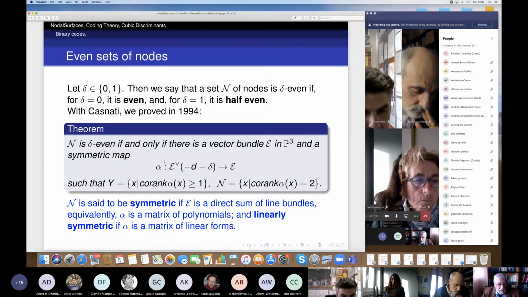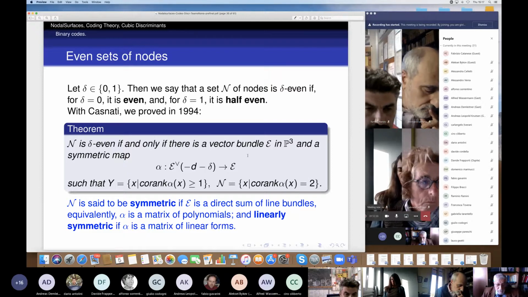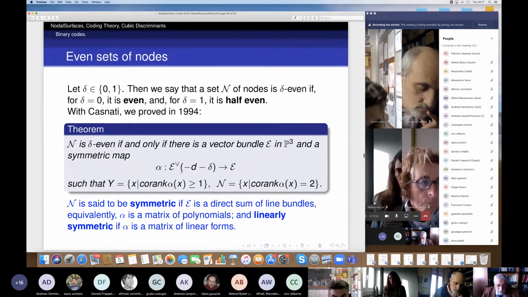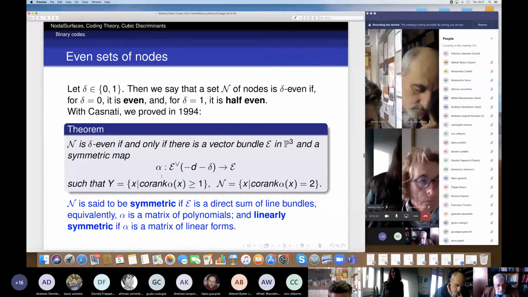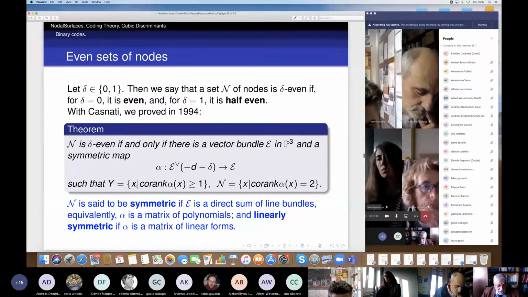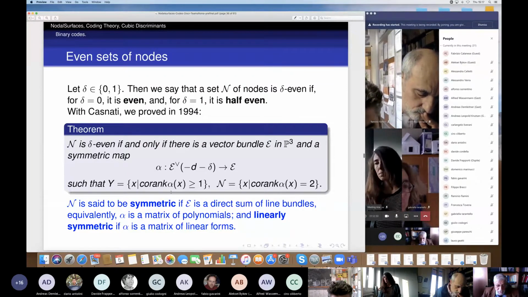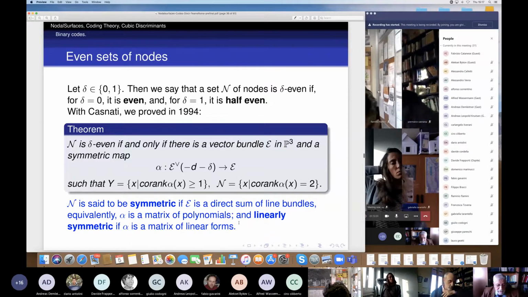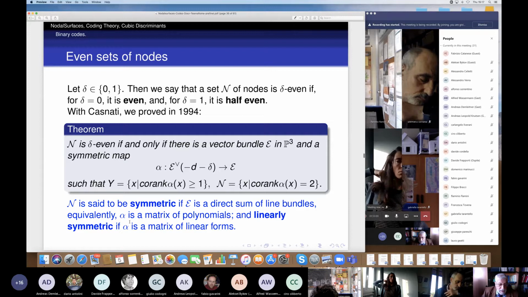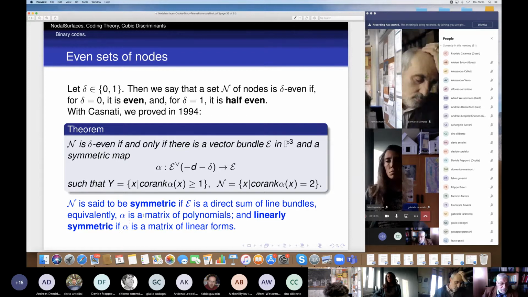They come from a symmetric map of a vector bundle E to E dual. And this map has the property that the rank drops by at least 1 on the points of the surface, and the set of nodes is where the rank drops by 2. Now, the nodal set is said to be symmetric if E is a direct sum of line bundles, which means that alpha is a matrix of polynomials.